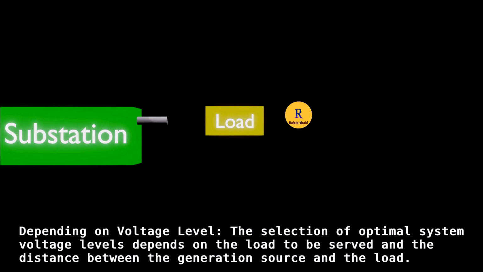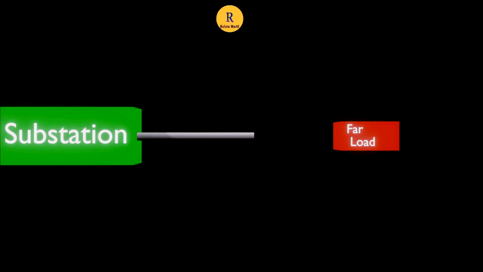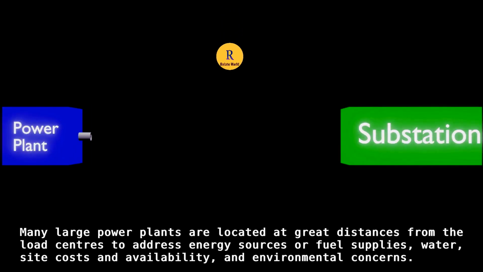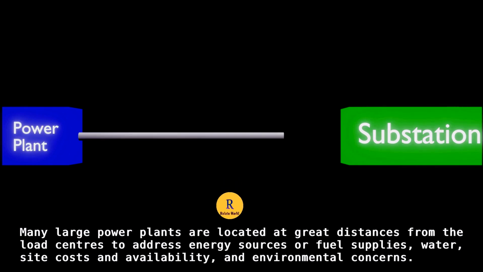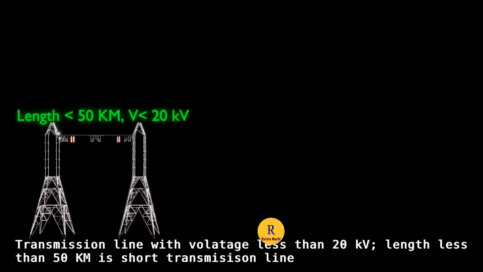Depending on voltage level, the selection of optimal system voltage levels depends on the load to be served and the distance between the generation source and the load. Many large power plants are located at great distances from the load centers due to energy sources or fuel supplies, water, site costs, availability, and environmental concerns.